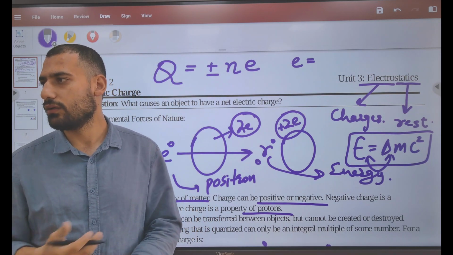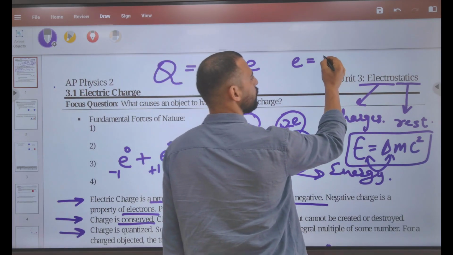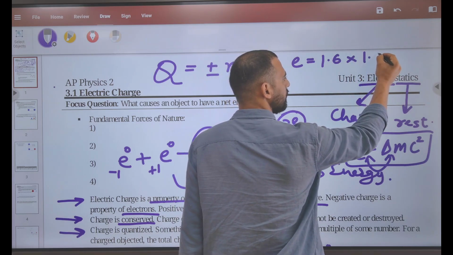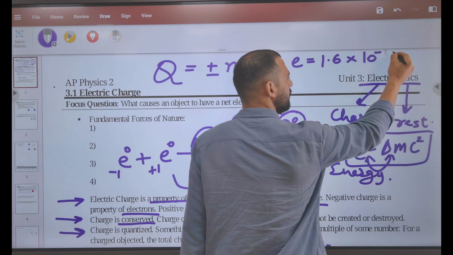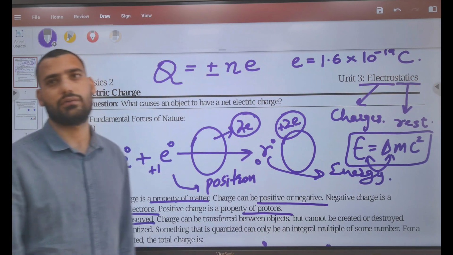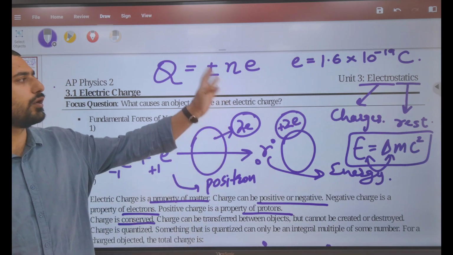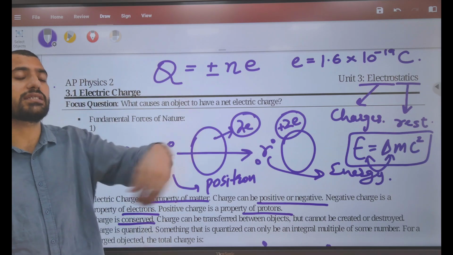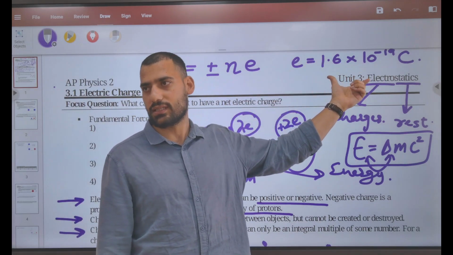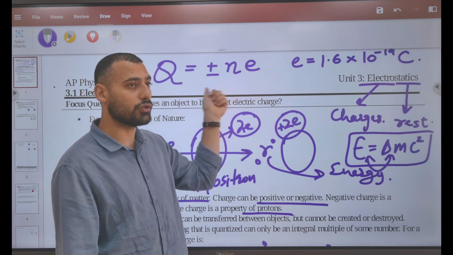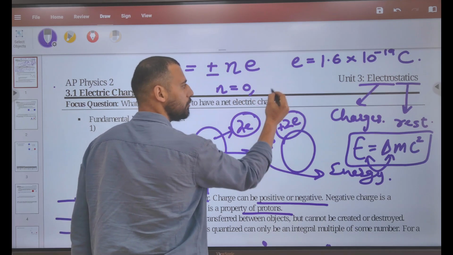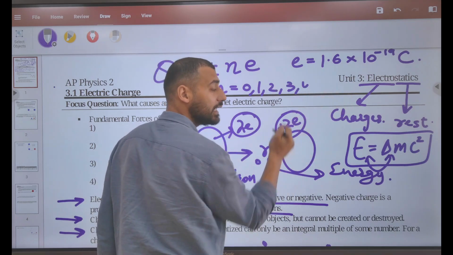What is the charge of an electron? No, the charge of an electron is 1.6 multiplied by 10 raised to the power -19 coulombs. This is the charge of an electron. Okay, it's very small. So whenever charge is present on a body, it will be in multiples of the electronic charge. Is that fine? 2 electrons, 3 electrons. Now this n can be 0, 1, 2, 3, 4, and so forth. It cannot be 1.5.